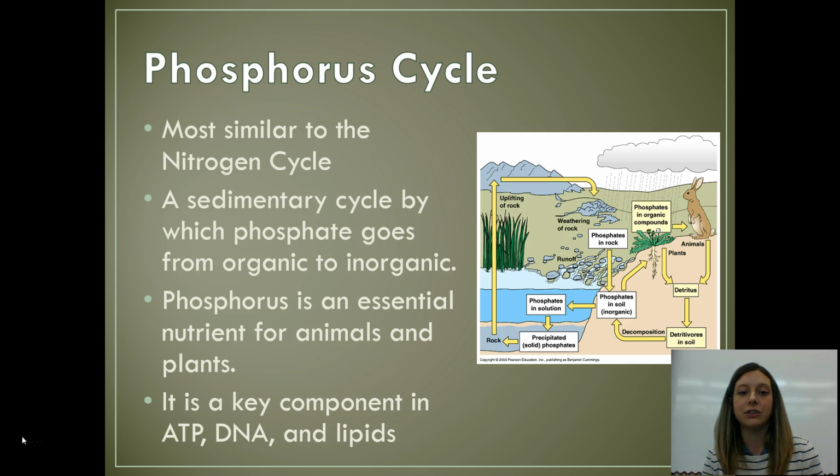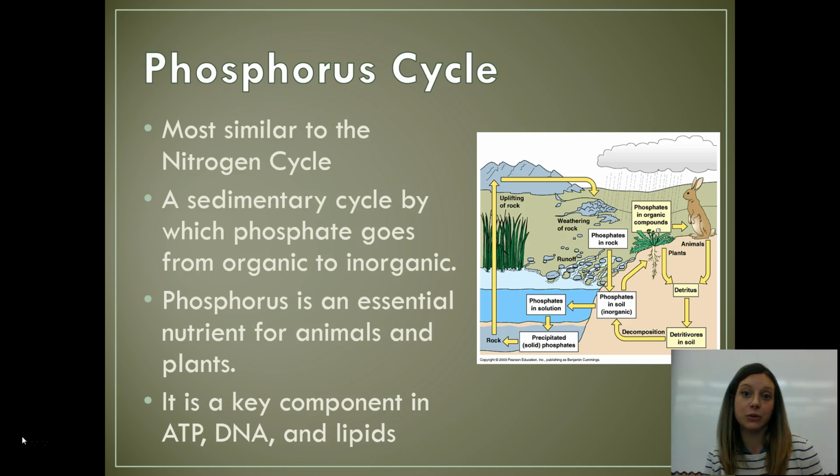Okay, so the phosphorus cycle is a sedimentary cycle by which phosphate goes from organic to inorganic molecules, right? So from living things to non-living things. Phosphorus is an essential nutrient for animals and plants. So why are we studying this? Why is it important? If you remember, phosphorus is a key component of ATP, which is a form of energy, right? We need that ATP to do certain processes. ATP stands for adenosine triphosphate.